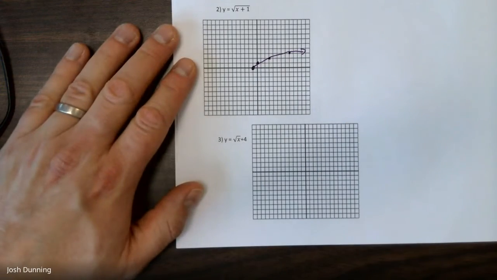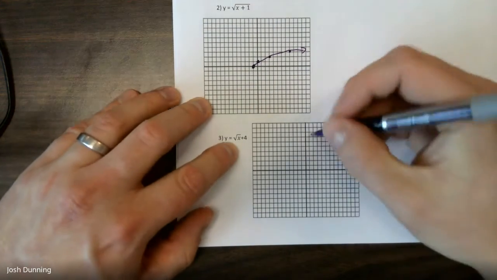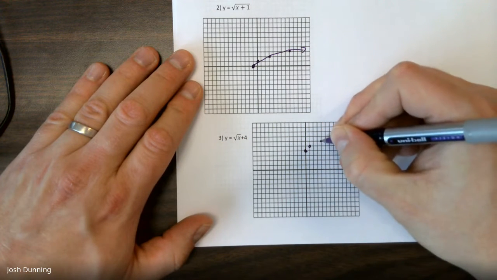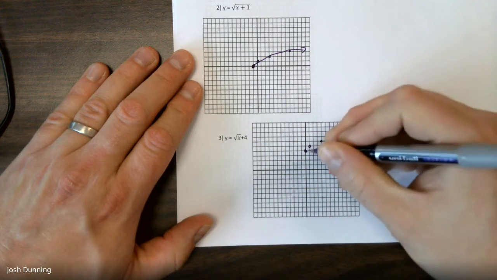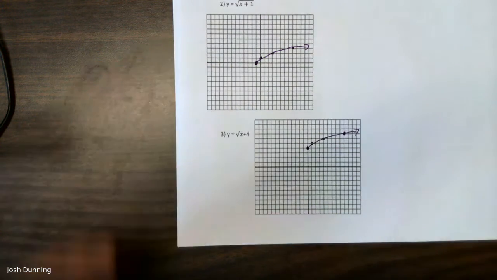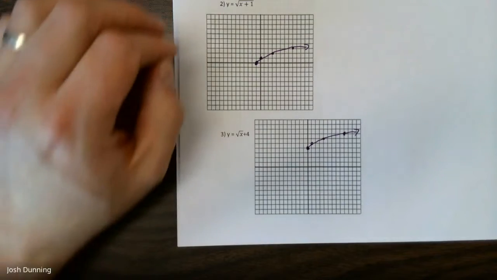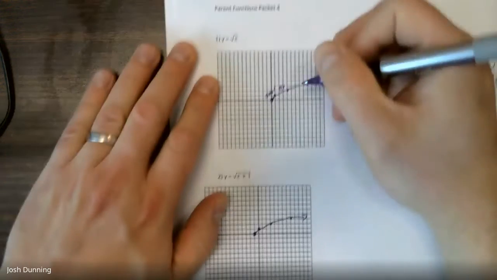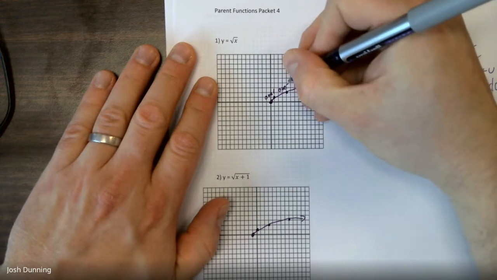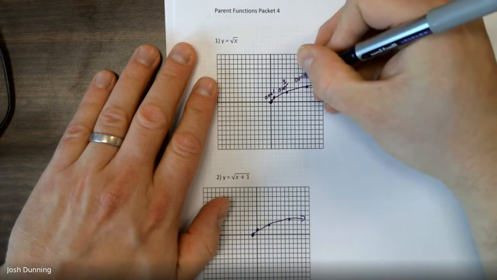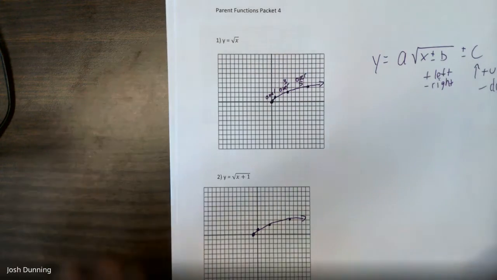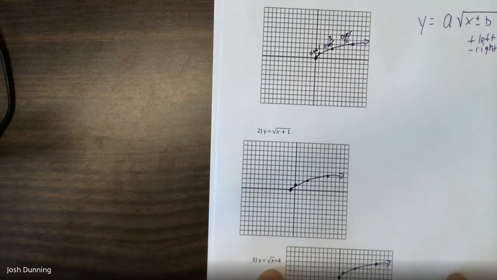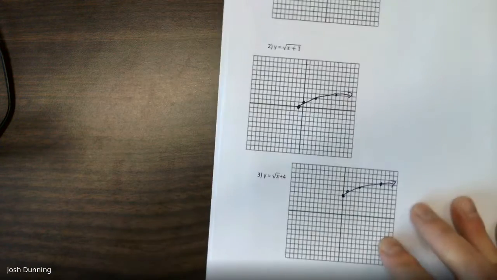This plus 4 is outside of the radical at the end, so that just moves it up. And then the pattern again. Like I said, the pattern: over 1, over 3, over 5. It's not as big of a deal if you don't remember that. We're trying to get the transformations down.